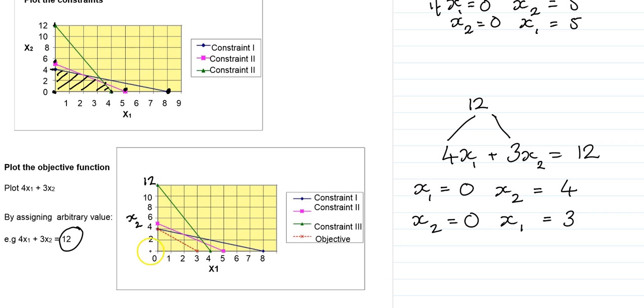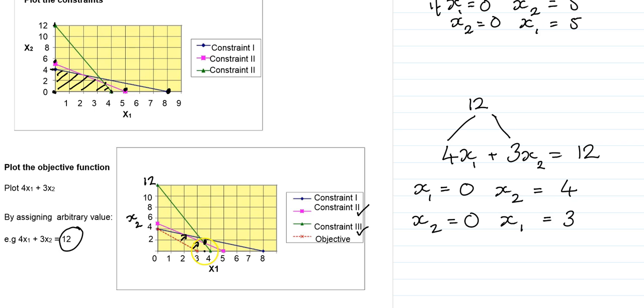x1 is 0, x2 is 4, x2 is 0, x1 is 3. To work out what the solution is going to be, I'm going to take a ruler and slowly move this forward. And then once it reaches the last point in the feasible region, that will be my solution. And if I do that, it's that point there. The intersection of constraint 2 and constraint 3. And there I can read off what the answer is going to be.